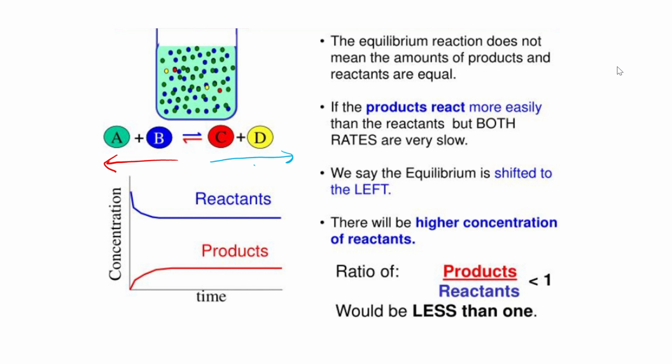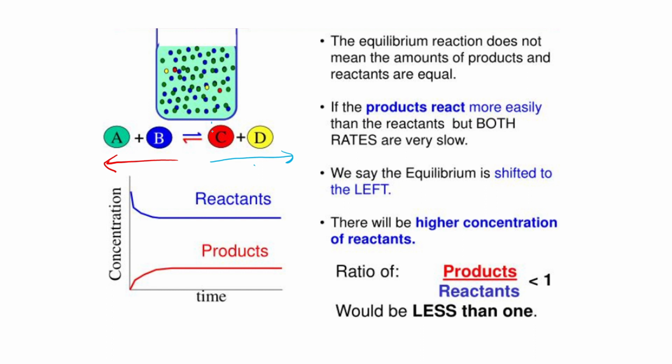Okay, so look at this slide. In this slide kita akan discuss macam mana bila equilibrium reaction does not mean, okay, the amount of product and reactant are equal. Okay, so if the product react more easily berbanding dengan reactant, okay, but both rates are very slow. Okay, kalau produk yang bertindak balas dengan lebih mudah.